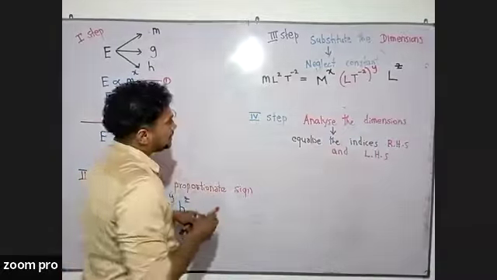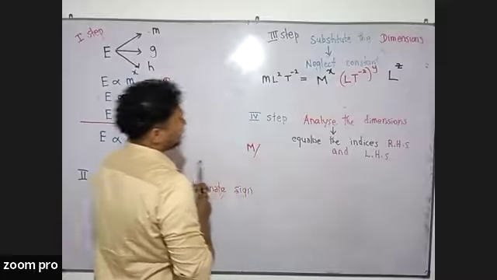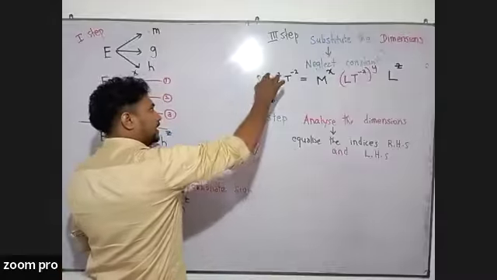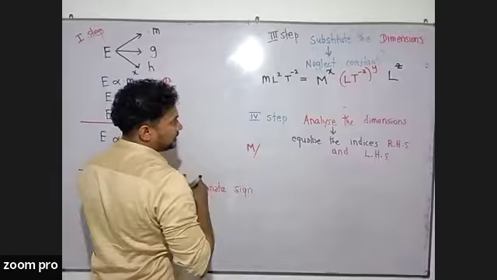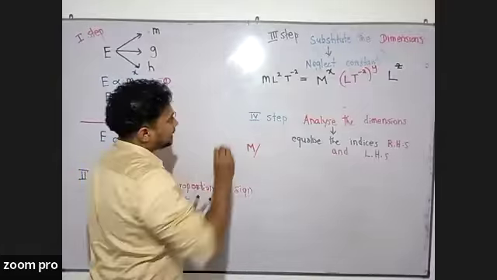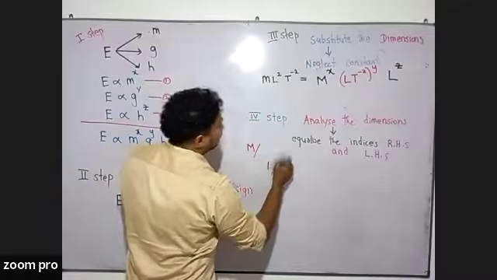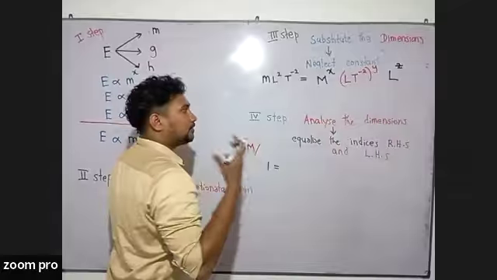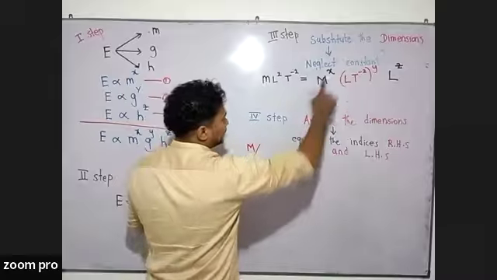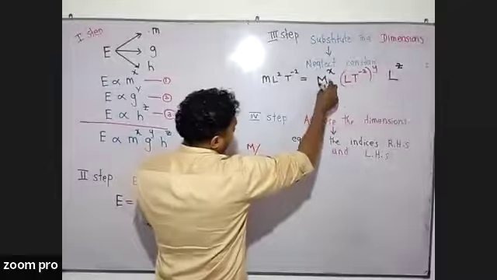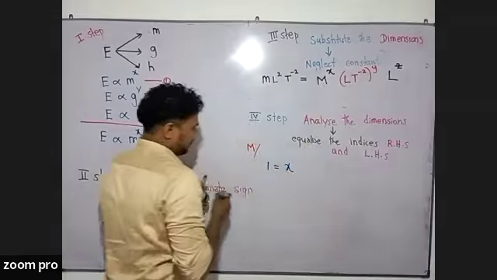Now let's first of all consider the dimensions of capital M. So on the left side, you can figure out that the power of M is equal to 1, isn't it? So 1 is equal to, on the right side you can find the M only in one place, isn't it? So the power of this M is equal to x. So x equals 1, right?